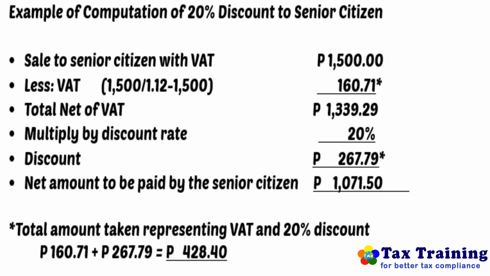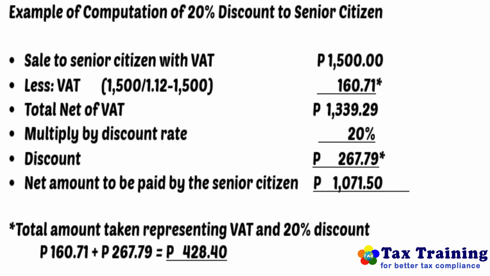So less VAT, ang VAT po doon sa 1,500 is 160.71. Paano po yun kinocompute? 1,500 divided by 1.12. And then, i-deduct po natin yung 1,500. So, we have 160.71. So, ngayon natanggal na natin yung VAT doon sa 1,500. Ang natira na lang is 1,339.29. Yun yung pong net of VAT o wala na yung VAT doon sa amount.